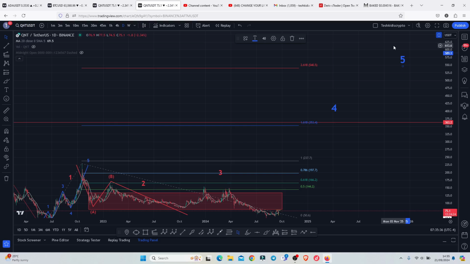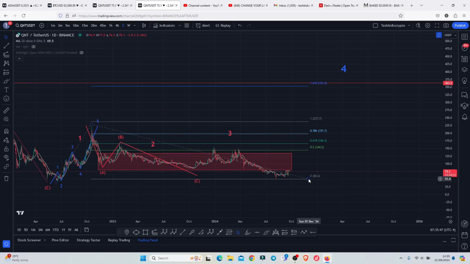So that is the price action that I'm expecting to play out here on the QNT chart for the next coming hours and also days. And let's be patient and see how that plays out, and I will be keeping you up to date.